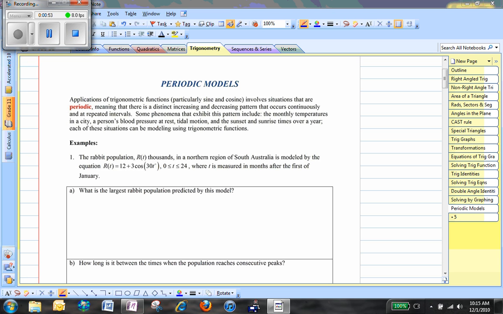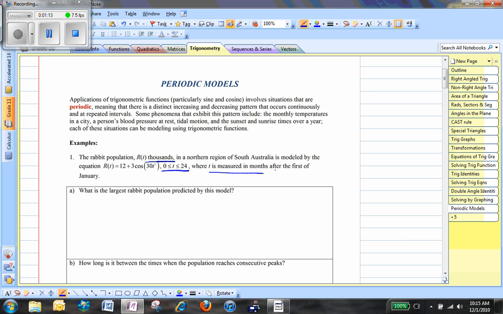In any case, we're going to talk about a rabbit population first. Notice that the population is in thousands. You're going to want to either underline that or circle that so that you don't forget. It's modeled by the equation that's given. Notice that time is from 0 to 24, and t is measured in months after the 1st of January.